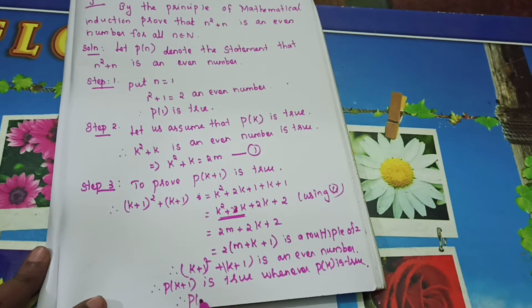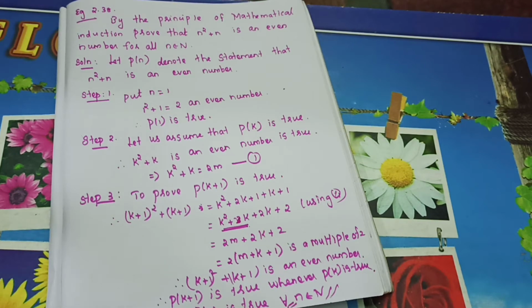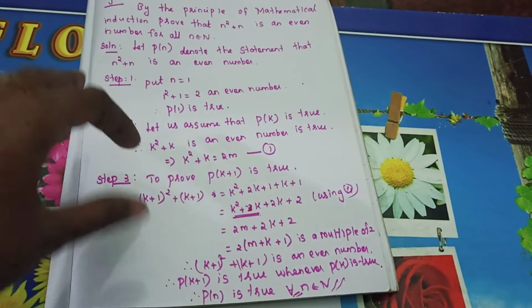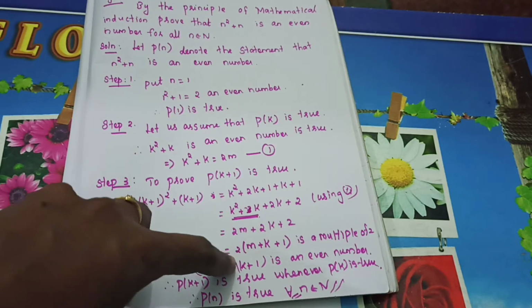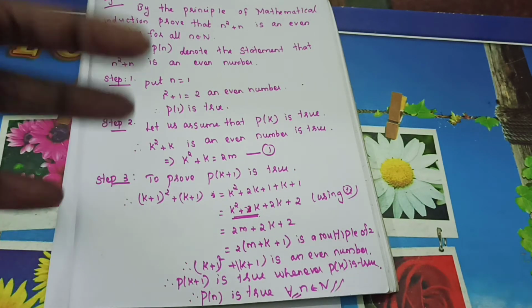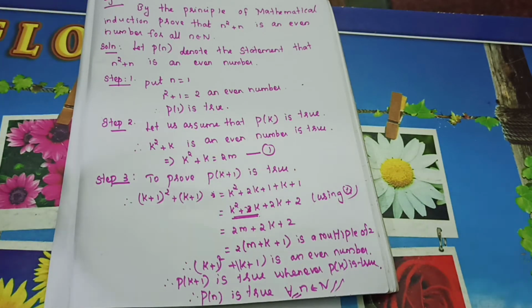Therefore P of n is true for all n belongs to N. This is the symbol for "for all". Okay, so here in the place of k, we have k plus 1 the whole square. So you get a multiple of 2. If it is an even number, it is 2 into something, right? So 5 means 5 into something. So same as the previous problem.